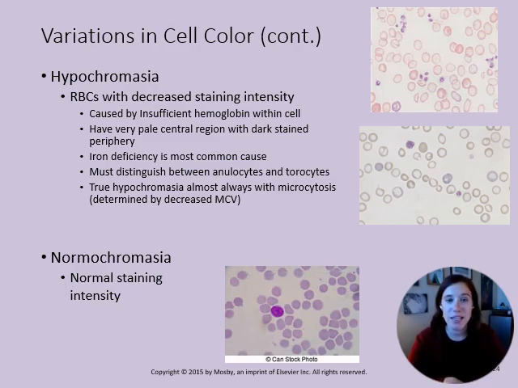We then see normal chromasia, which is normal staining intensity, which is what we want, and hopefully we get. Don't leave it in the purple forever.